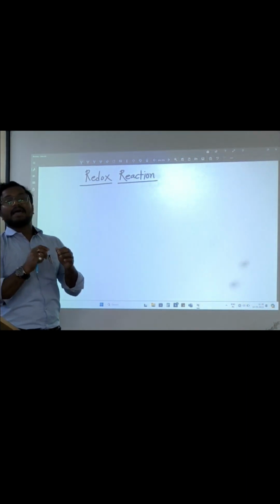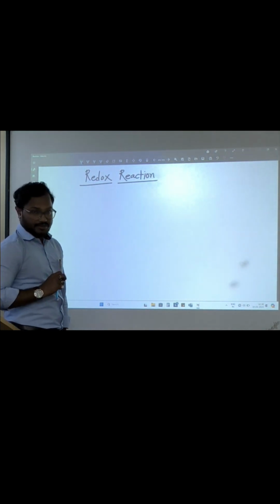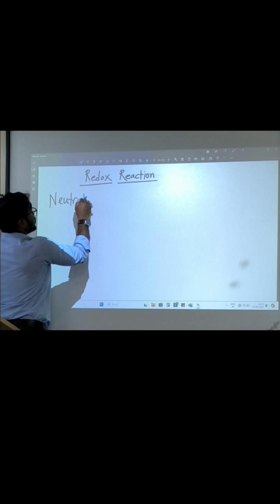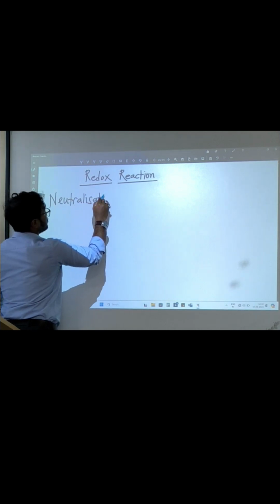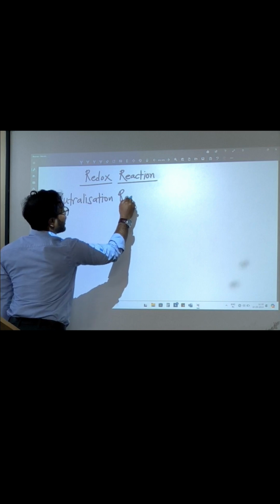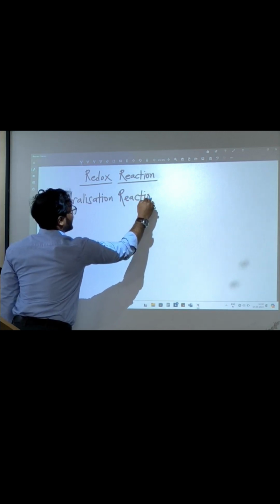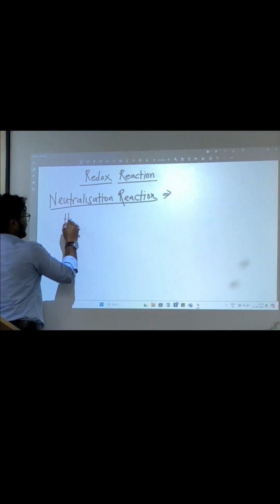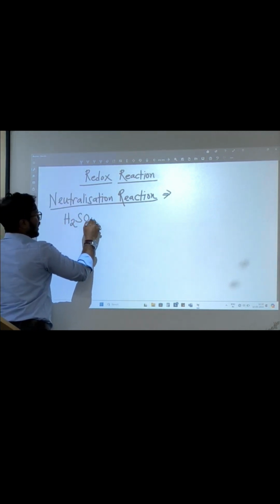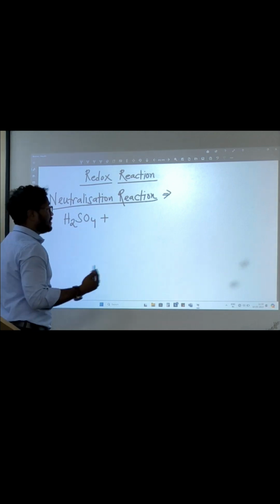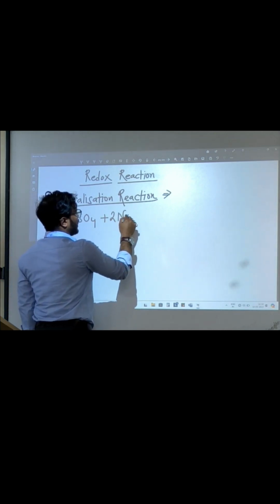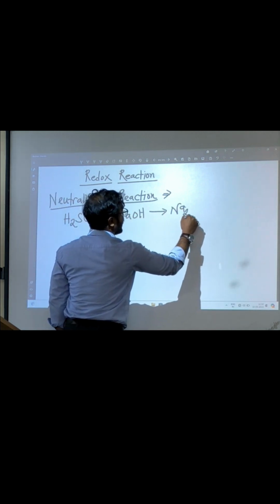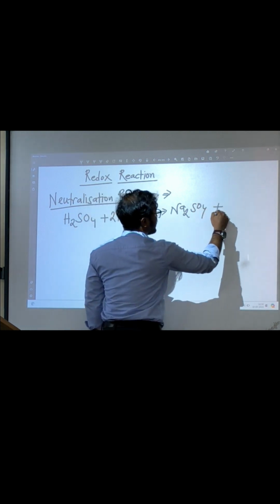So let us take an example of a neutralization reaction first. What is a neutralization reaction basically? It is an acid-base reaction. Let us take an acid, H2SO4, the king of chemicals, with a base. The base we are taking is 2 moles of NaOH. What will it form? It will form Na2SO4 plus water.